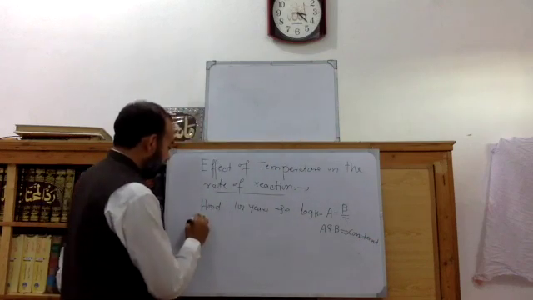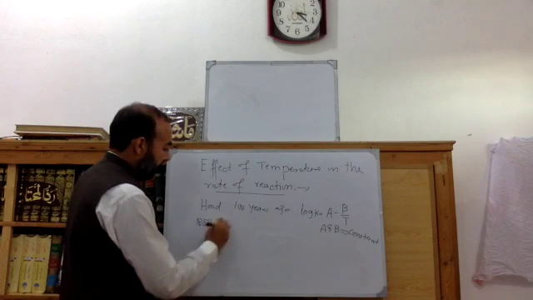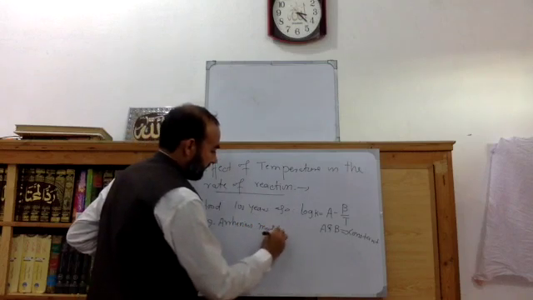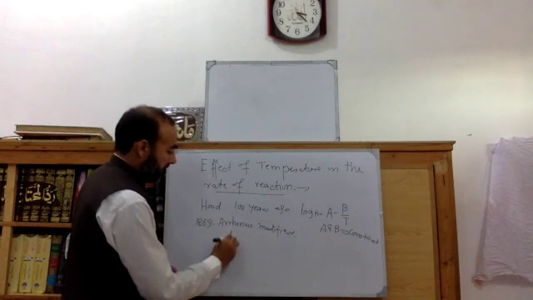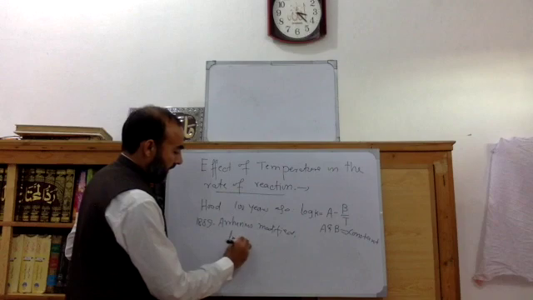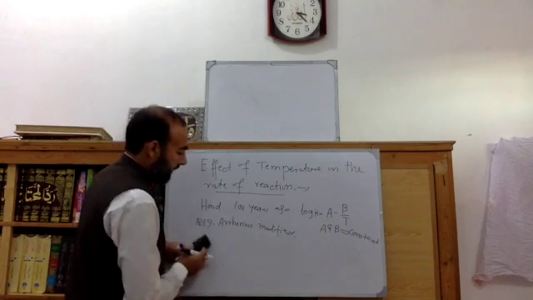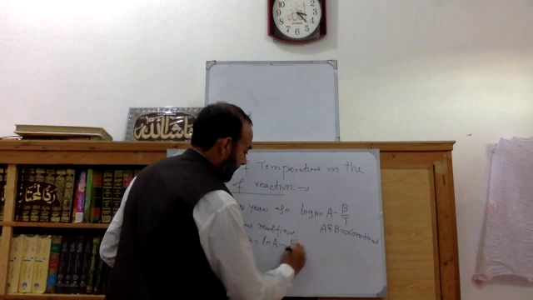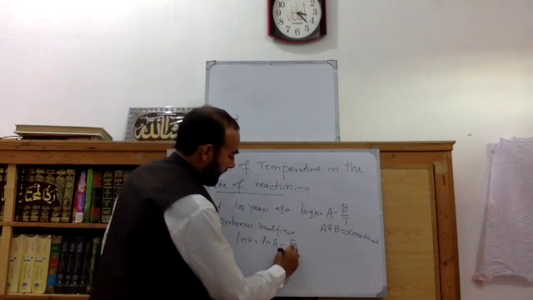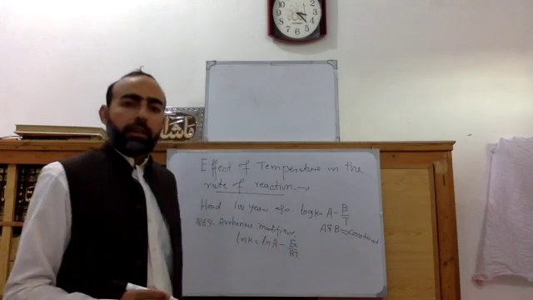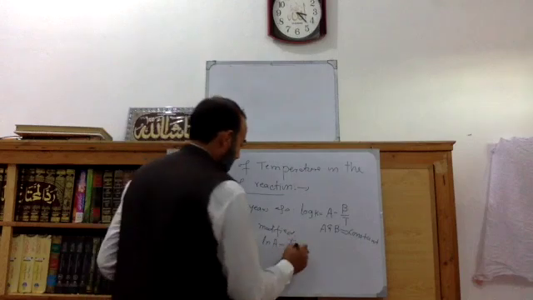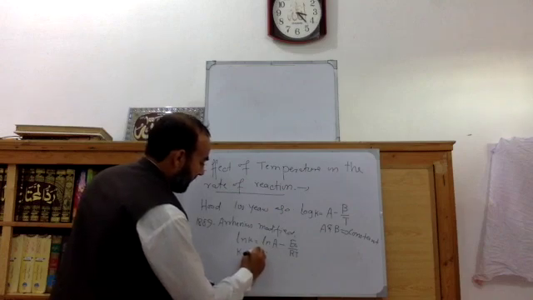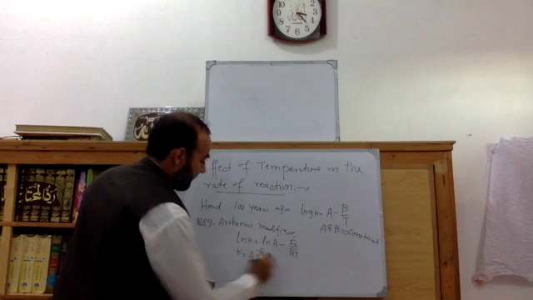Later on, in 1889, Arrhenius modified this equation, and that equation is natural log of K is equal to ln A minus EA divided by RT, where EA is activation energy, R is the ideal gas constant and T is absolute temperature. In exponential form, K is equal to A e to the power minus EA over RT.